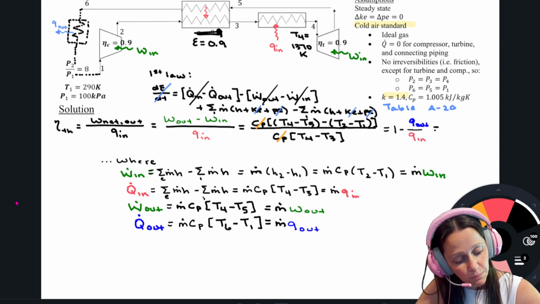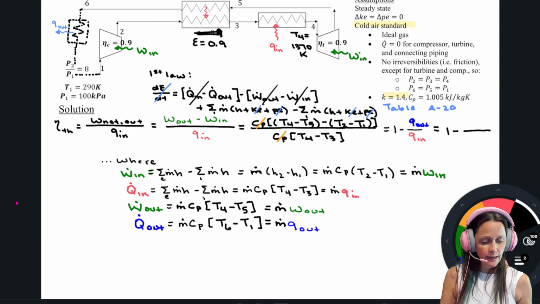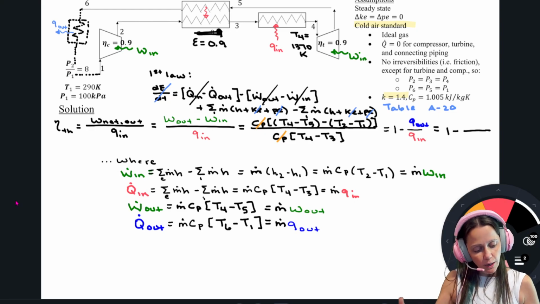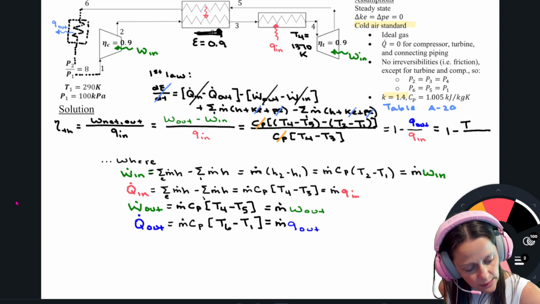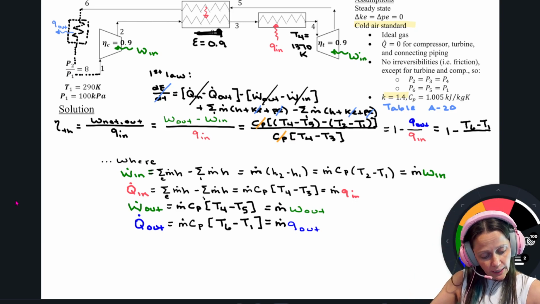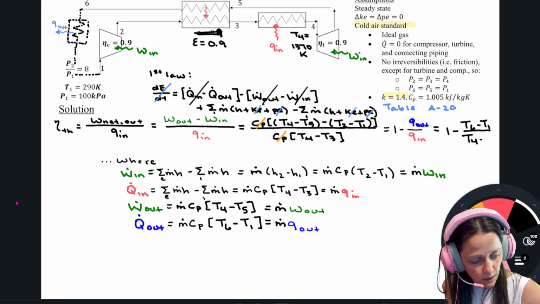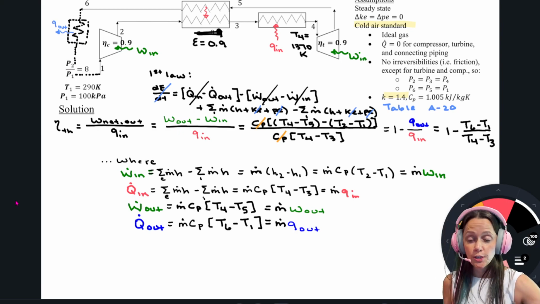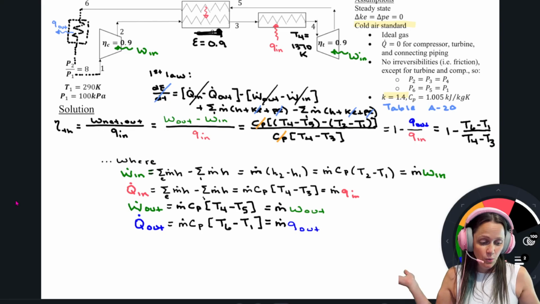Right? That would be fine too. So this would be 1 minus, and the CPs are going to cancel out. So on the top, you're going to have a CP times your T6 minus T1 over CP times T4 minus T3. And of course, again, your CPs are going to cancel out. So it doesn't matter that I didn't write them. They just go away, right?